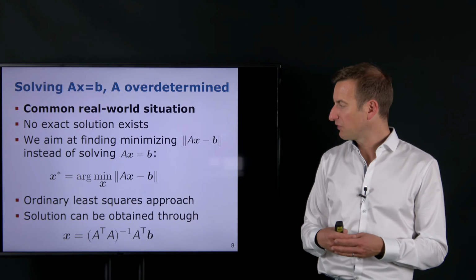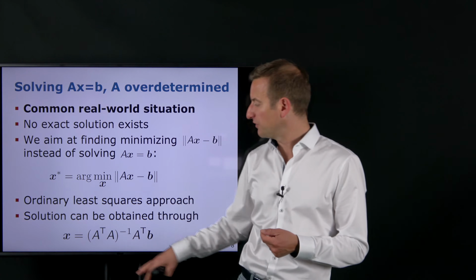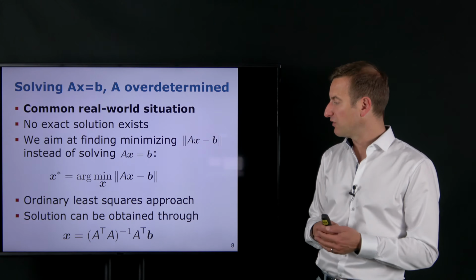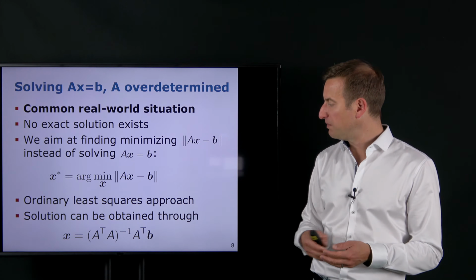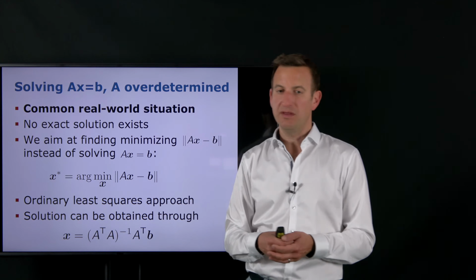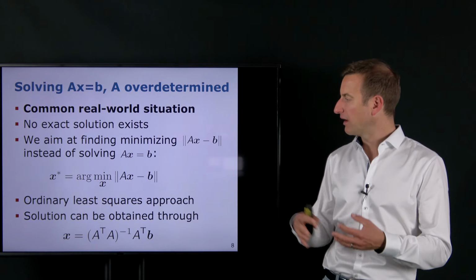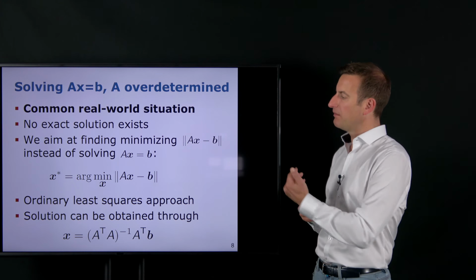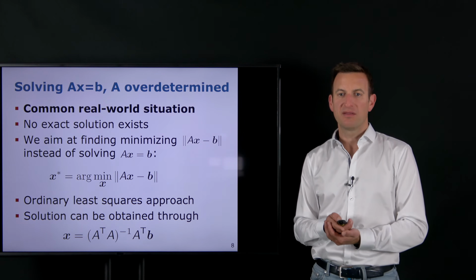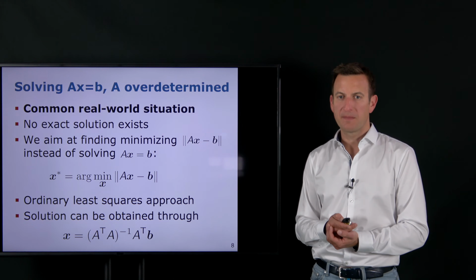And if you go through this, the solution can be obtained for these types of setup so that X is A transposed A, invert this, A transposed B, and this gives you the solution for X. Again, there are different ways how you can actually solve your least squares problem, but this is the way for minimizing this equation in the standard form.